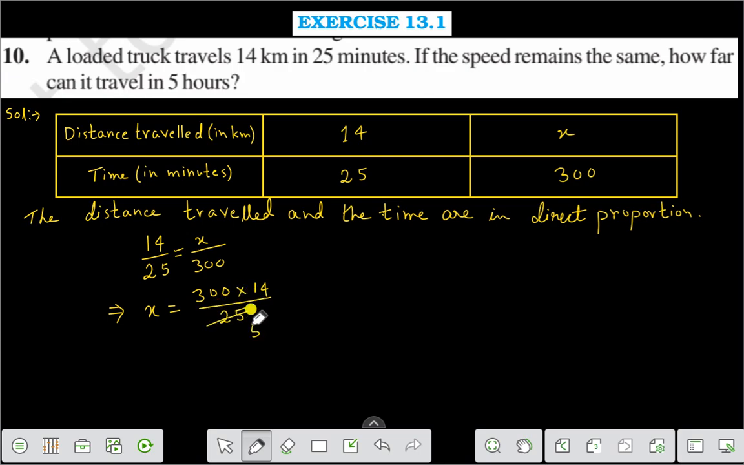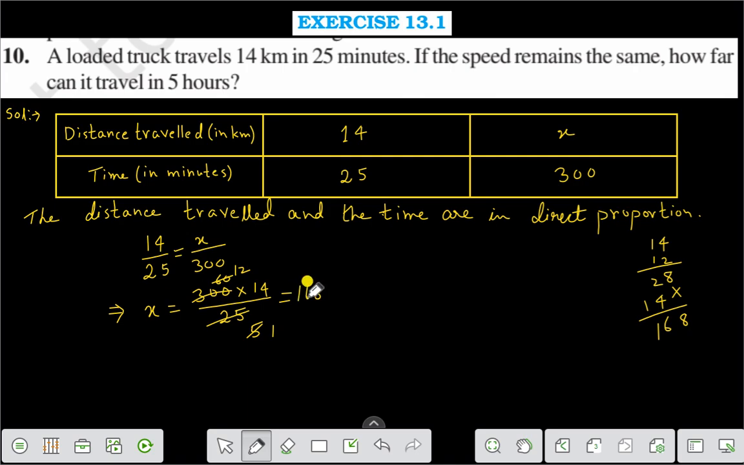5 5s are 25. 5 6s are 30, 0. 5 is 5. 5 12s are 60. If we multiply 14 with 12: 2 4s are 8, 2 1s are 2, 4 1s are 4, 1 1 is 1. That is 8, 4 plus 2 is 6, 168. Therefore, we are getting 168.